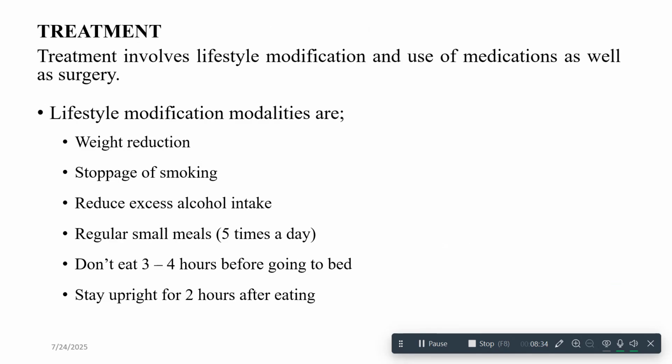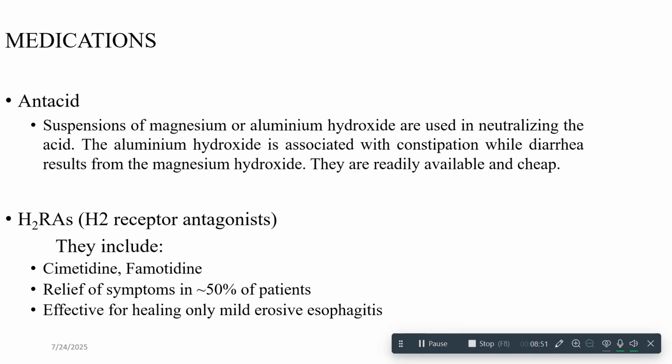Then how do you treat? Treatment includes lifestyle modification and medication as well as surgery. So what are the lifestyle modifications? We have weight reduction, stoppage of smoking, reduced alcohol intake, and regular small meals. You don't eat 3 to 4 hours before going to bed, and sit upright after eating.